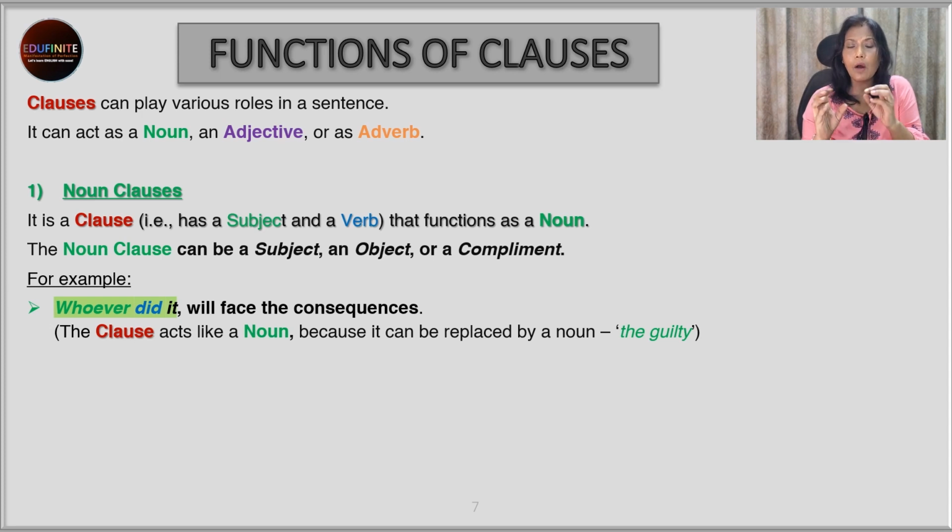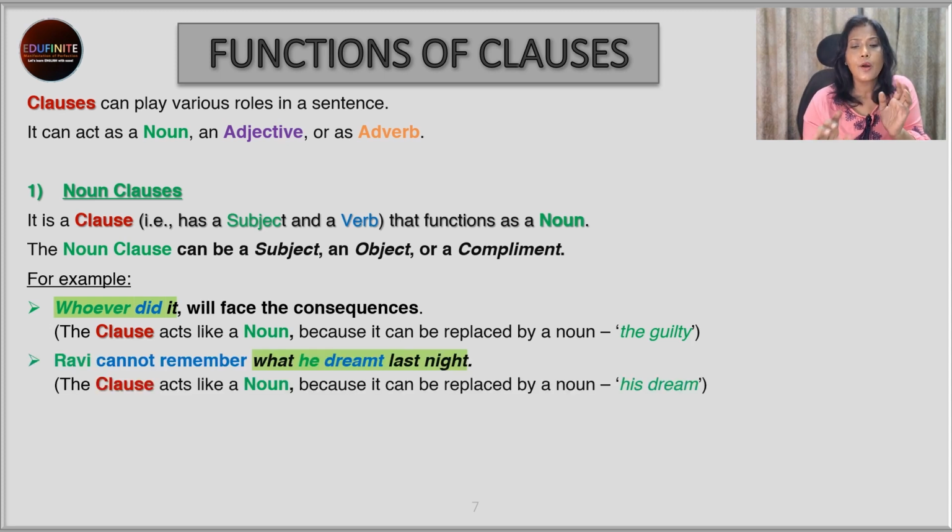Now a noun clause, how do we find out whether it's a noun clause or not? What we do, we try to replace that noun clause by some noun of the same meaning. And if it fits into the sentence, that means that's the noun clause. So whoever did it means whoever is guilty will face the consequences. If we put the guilty will face the consequences, it fits in. So whoever did it is the noun clause.